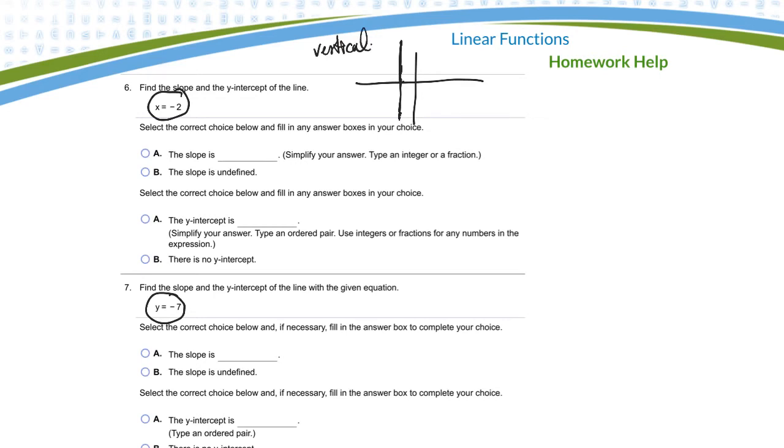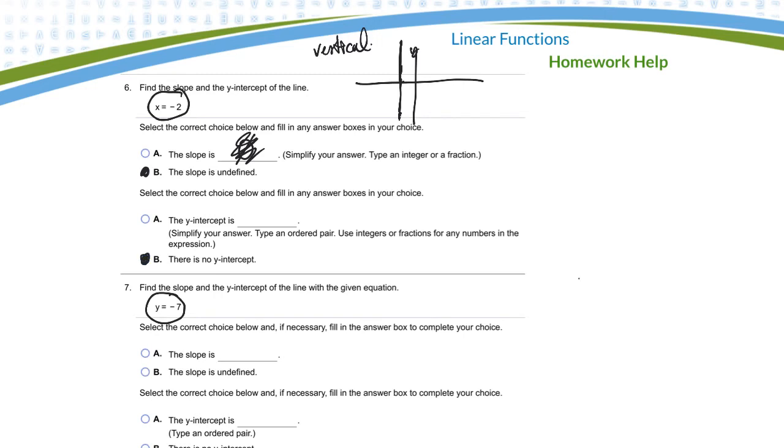And the slope of a vertical line is always 0. Oh, not 0, undefined. Yeah, the slope is undefined. And the y-intercept, here's the y-axis. That line will never cross the y-axis, so there isn't a y-intercept.